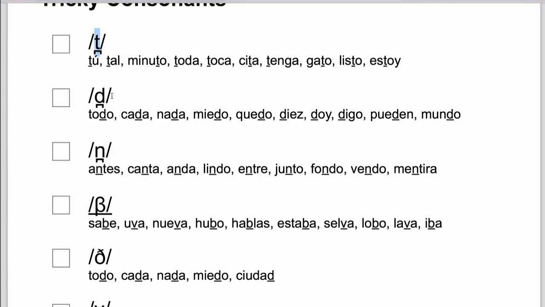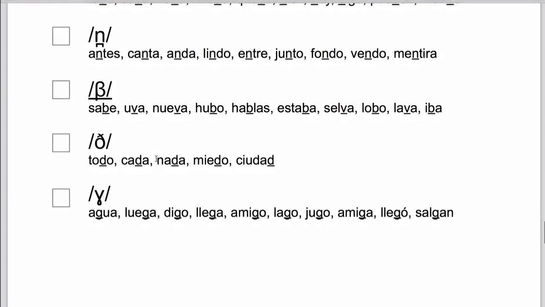Tu, tal, todo, cada, antes, canta. But in Spanish, they articulate with the blade, which is just beyond the tip, which makes a softer sound. Tu, tal, minuto, todo, cada, antes, canta, anda. So when listening to the native speaker, see if you can listen to that difference and mimic it using the right part of the tongue.